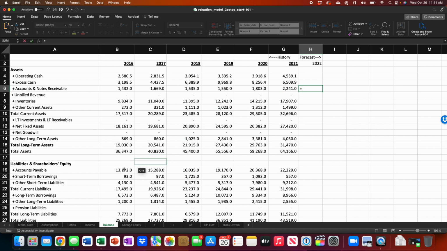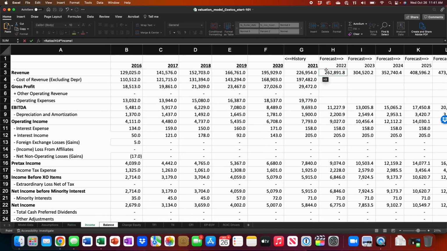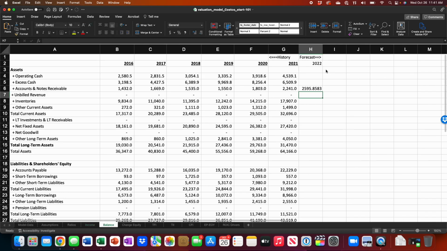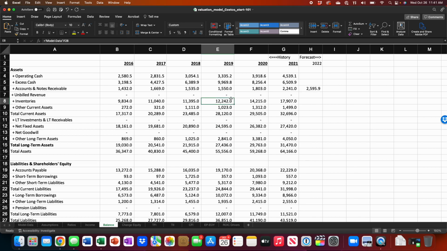So equals, from the ratios tab, 2022's column H, accounts and notes receivable is H14 as a percentage of sales. Ratios H14 times, from the income tab, H3, which is 2022 sales. So 2595.8583. Just to be consistent, I'll take all these data points here from H4 to H33 and format this to 1 decimal place, just to be consistent with what I saw before.